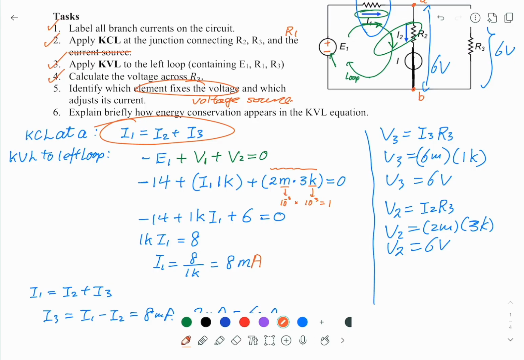Explain briefly how energy conservation appears in the KVL. So in terms of energy, this is for sure true. Energy rises in the battery and falls in the resistors. Okay.